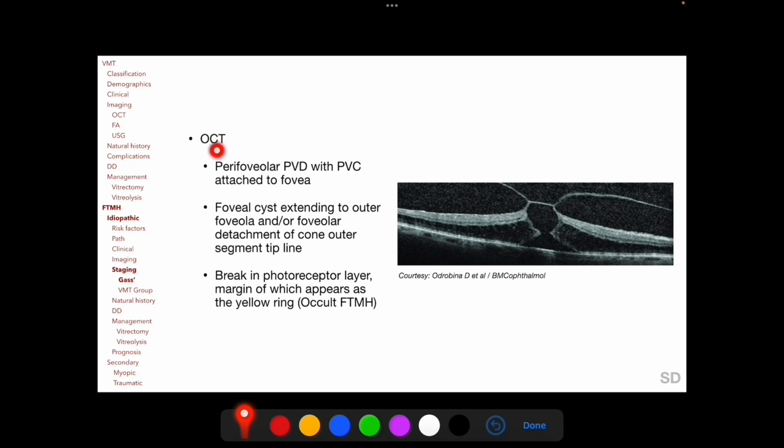OCT in Stage 1B also shows perifoveolar posterior vitreous detachment with the posterior vitreous cortex attached to the fovea along with foveal cyst and or foveal detachment, but in addition there is a break in the photoreceptor layer, the margin of which is said to correspond to the yellow ring seen clinically. So OCT in Stage 1A and Stage 1B macular holes do not show a full thickness retinal defect and thus corresponds to the Vitreomacular Traction entity of International VMT Study Group classification.